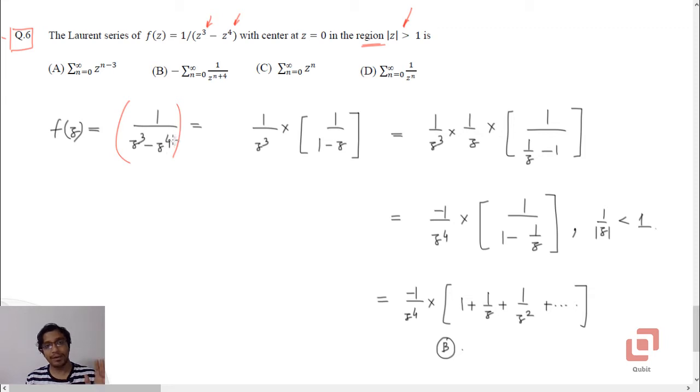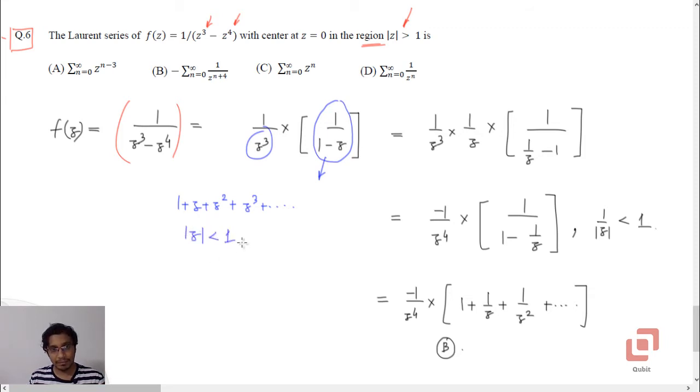First thing that I have done is I have taken z cubed common from both the terms. So it is going to be 1 over z cube into 1 upon 1 minus z. Now we would have been happy to consider this particular term and write it as 1 plus z plus z squared plus z cubed and so on, only when the absolute value of z is less than 1. All of you might now remember this.